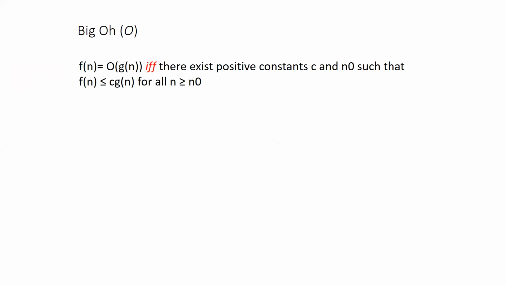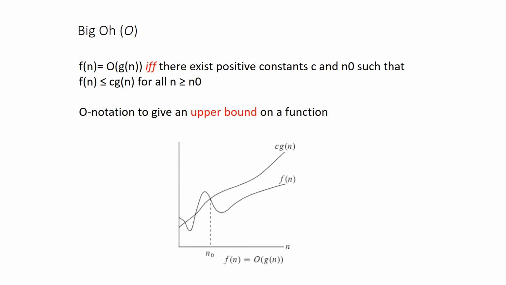Like big O, when we count the complexity in the order of big O, that is if and only if there exists a positive constant C and n0 such that it covers the upper limit. We use O notation to give an upper bound of a function. Here is the graphical representation of the big O notation.